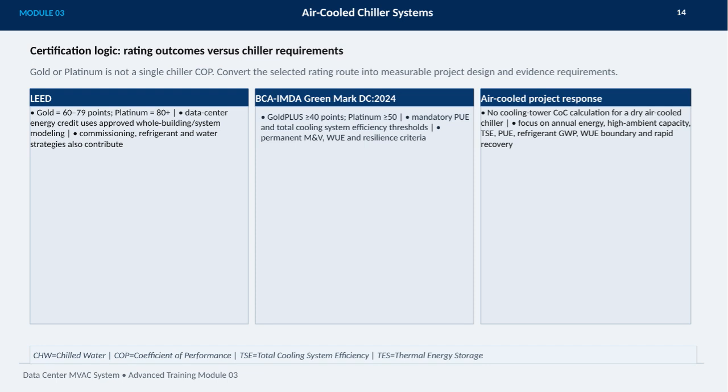When dealing with air-cooled projects, there's no cooling tower coefficient of cooling calculation, since these chillers operate dry. The focus instead is on annual energy use, capacity under high ambient temperatures, total cooling system efficiency, PUE, refrigerant global warming potential, water usage boundary, and rapid recovery performance. Remember, terms like CHW stand for chilled water, COP is coefficient of performance, and TSE means total cooling system efficiency.